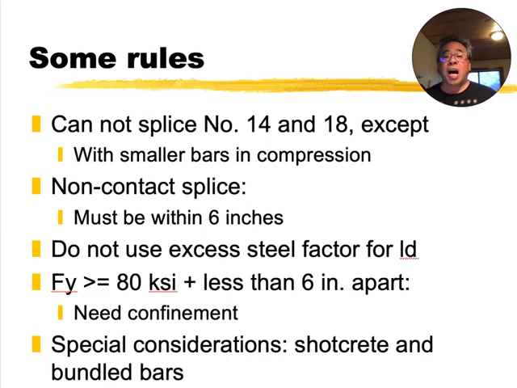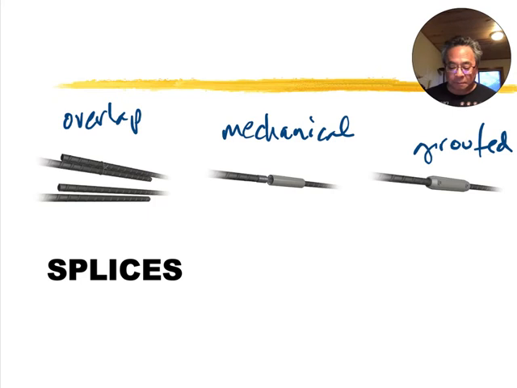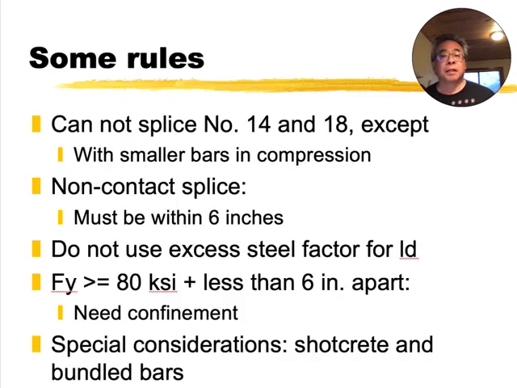If you have a non-contact splice, like this picture right here, let me highlight that, so if you have that situation where you're splicing by overlapping but they're not actually touching, they need to be within 6 inches of each other. Okay, so non-contact splice, the bars need to be within 6 inches of the other. You cannot use the excess steel factor that you use in compression that I just talked about. You can't use that for ld.